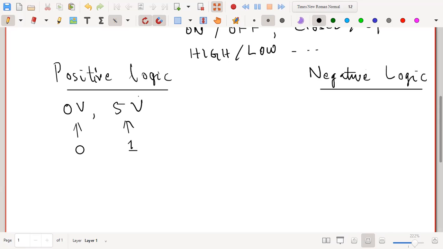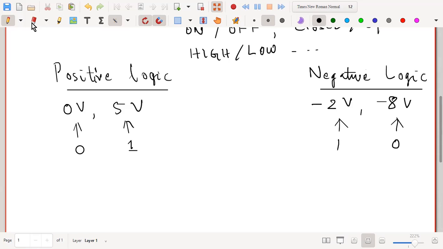Now suppose I have two other voltage levels, minus 2 volt and minus 8 volt. Out of these, the lesser value is minus 8 volt and the higher value is minus 2 volt. If the lesser value is assigned to binary 0, and the upper value is assigned to binary 1, then it would be positive logic.